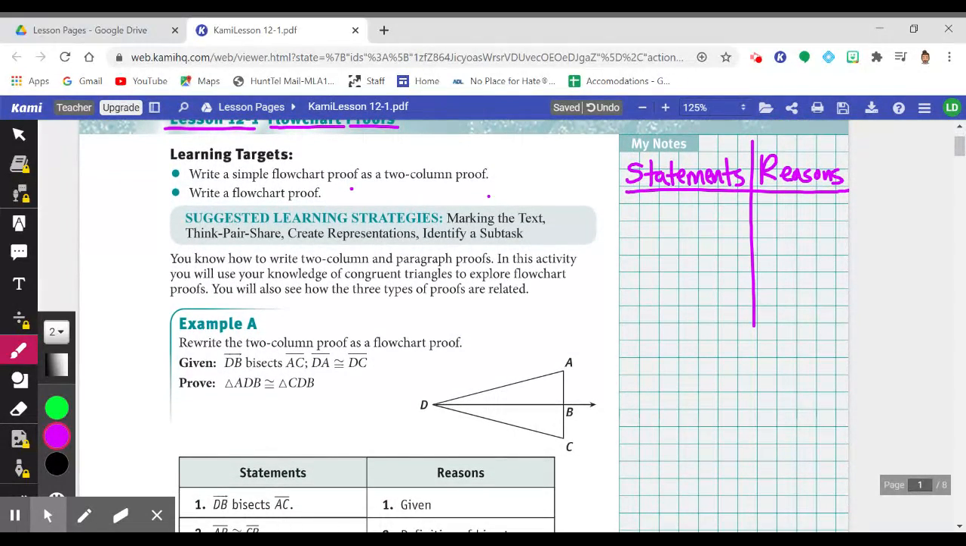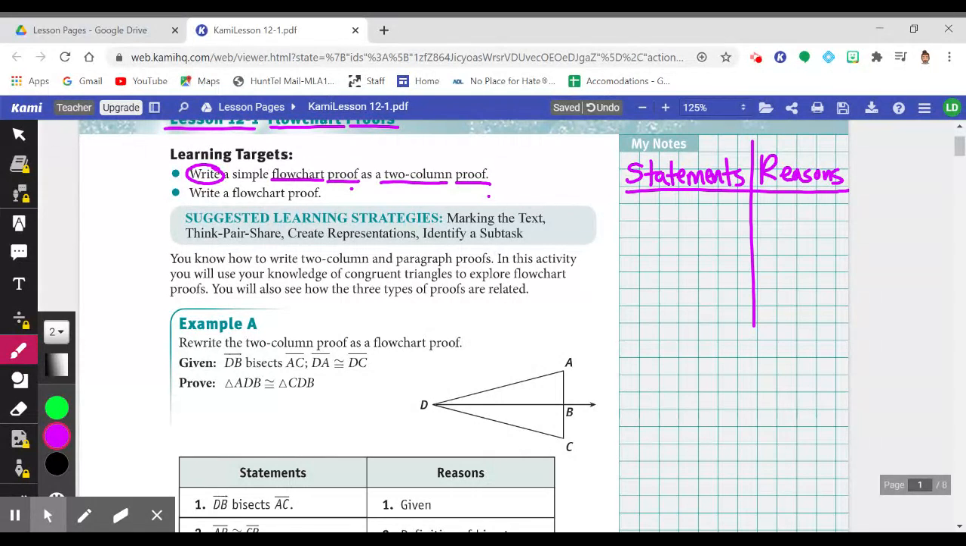So let's look at our learning targets. We are to write, so get your pencils ready, a simple flowchart proof as a two-column proof. We're going to use what we've already learned about two columns to help us understand how a flowchart proof really works. So we're not recreating proofs necessarily. We're not starting from scratch. We're just looking at our proofs a little bit differently.